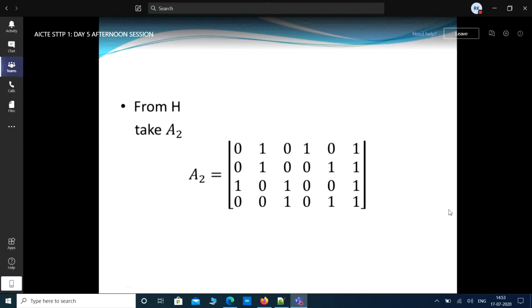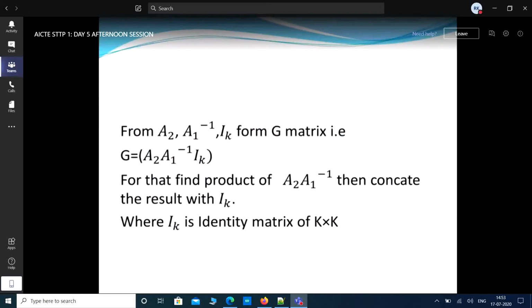Third column equal to third row only. So this is the A2 inverse. Actually here inverse only, A2 inverse matrix. Then from A2 and A1 inverse, both are first multiplied, followed by the identity matrix.